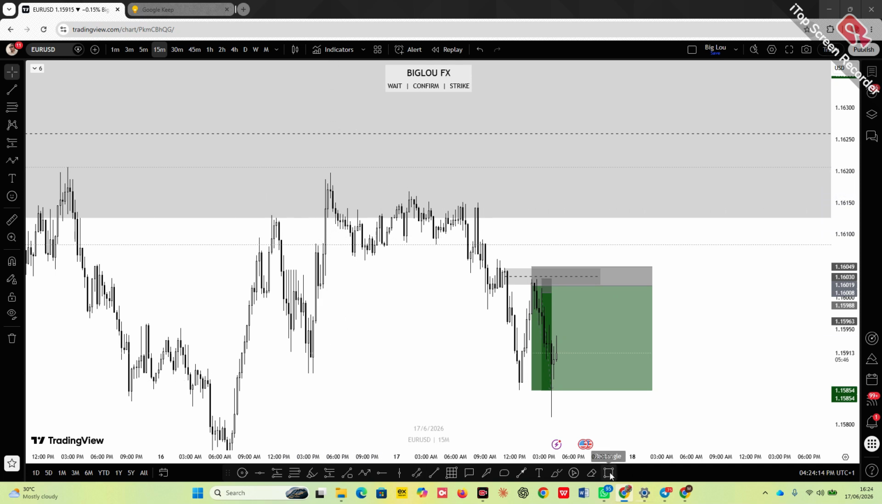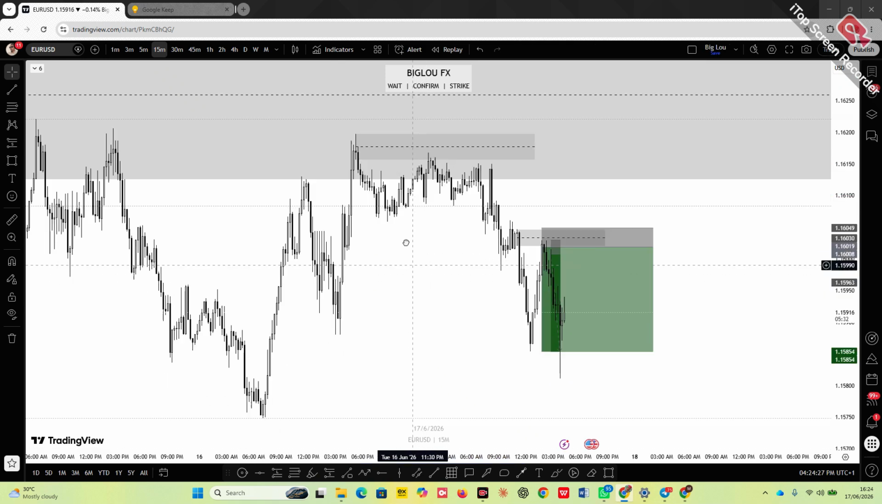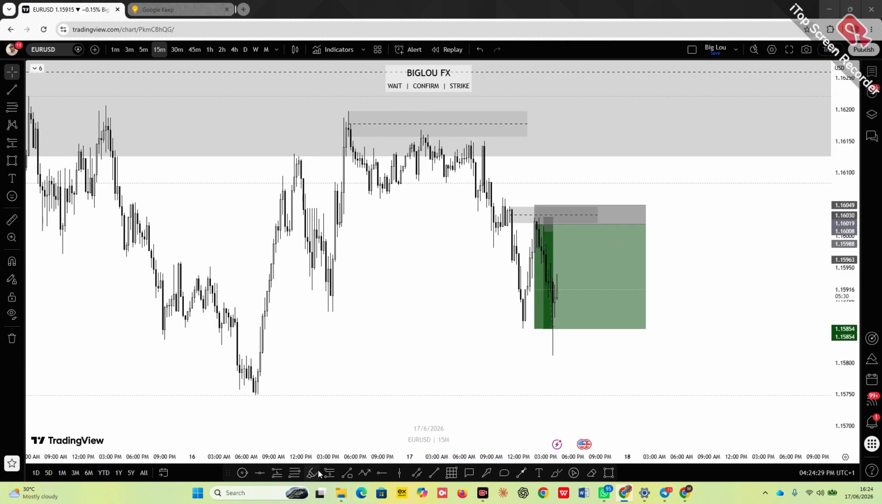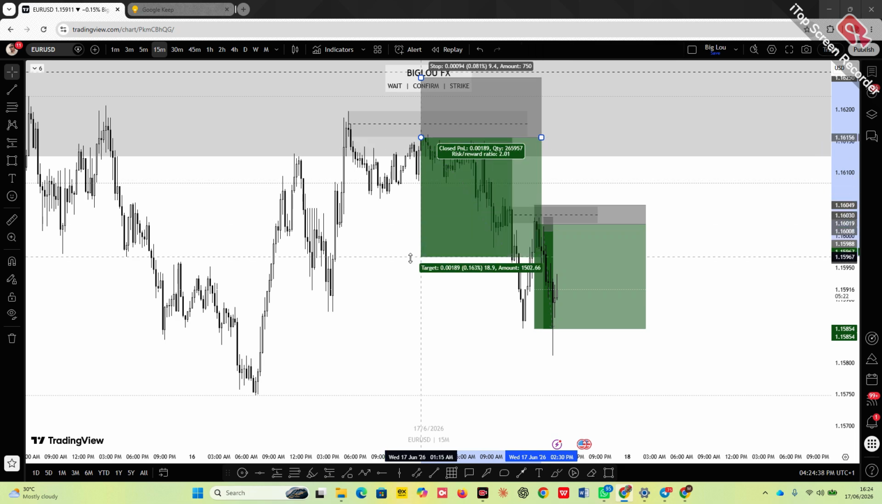What did price do? Price created this zone. You could see that zone inside of the 4 hour supply level. It now gave us this for our 15 minute supply. And you could see when price taps that 15-minute supply, this is straight entry, set limit. I'm using 4 hour and then 15 minutes for the confirmation.